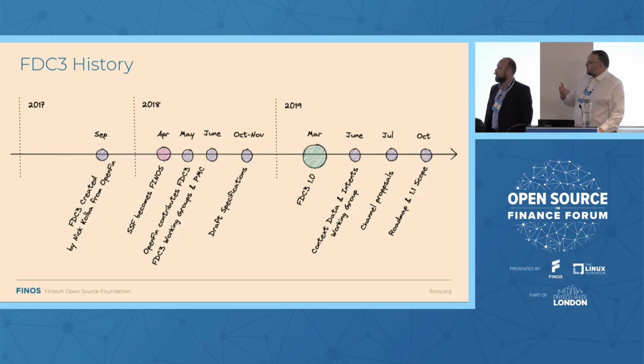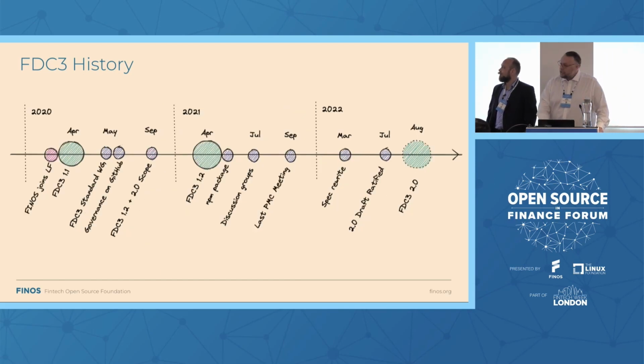And in June of 2019, we first realized that actually this context and intent stuff is all related. So people are working at cross purposes. Let's throw it together. And that's also when we started hearing about people saying, we need proper communication channels between applications, and that became a very big part of the scope and roadmap for FDC3 1.1, which was released in 2020.